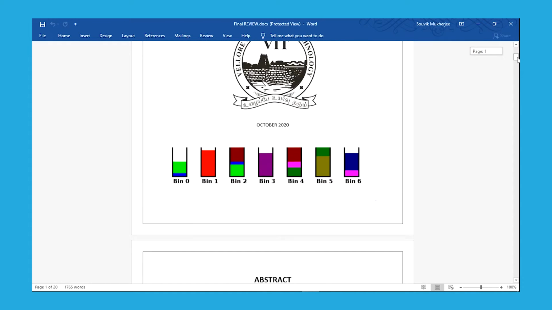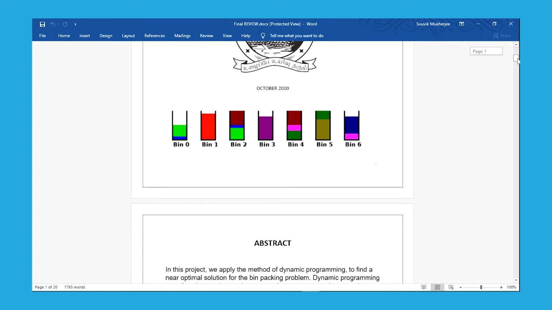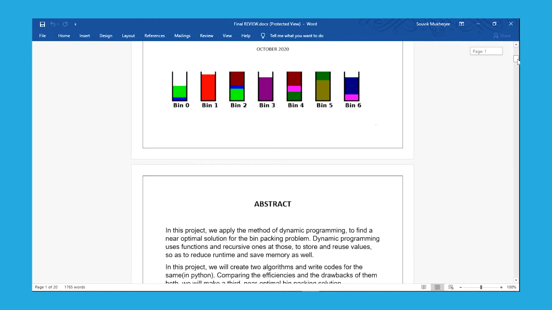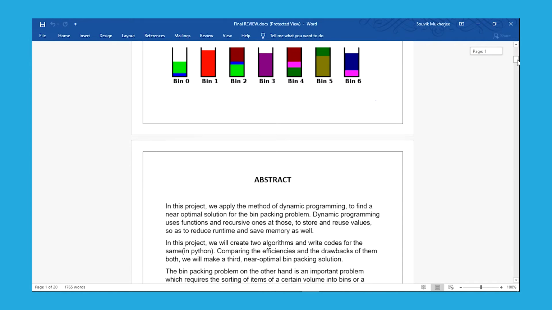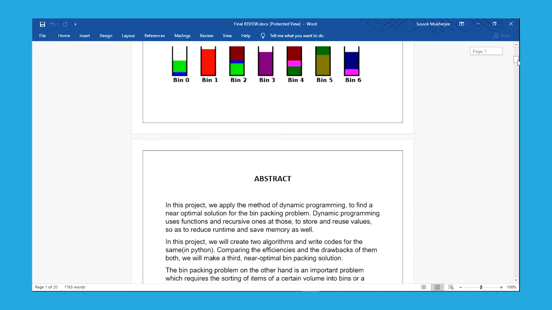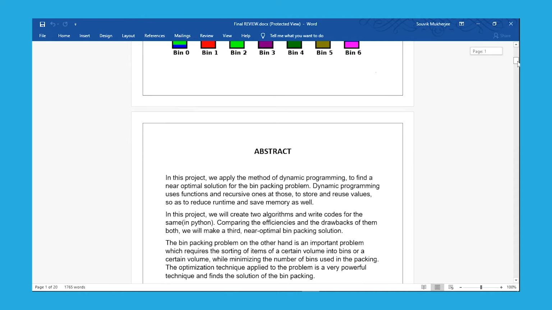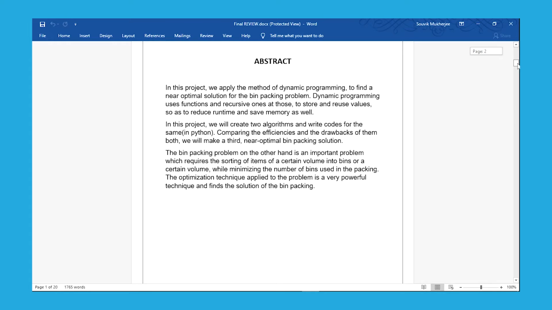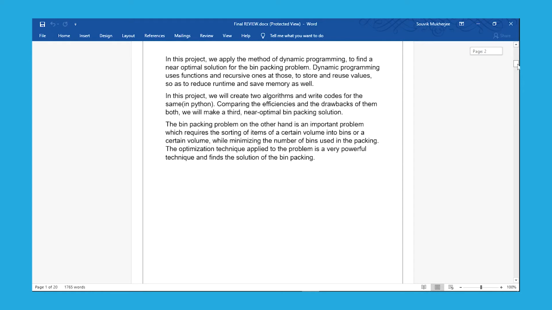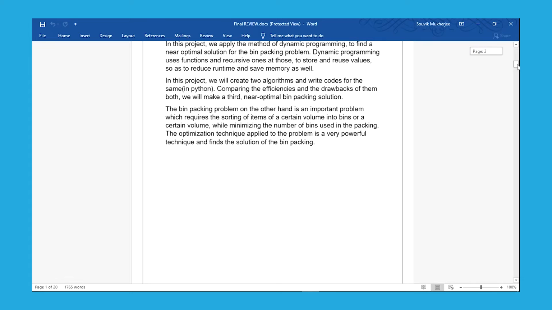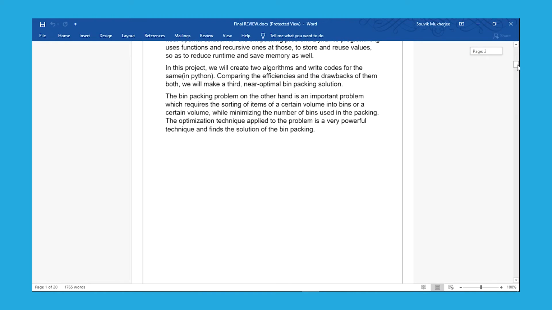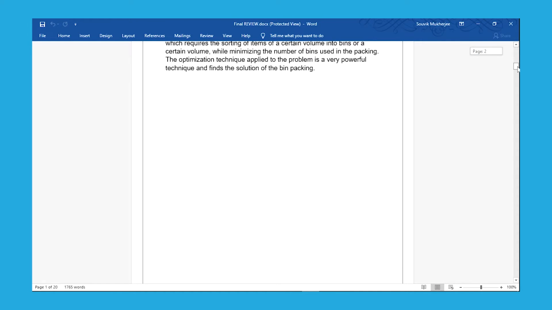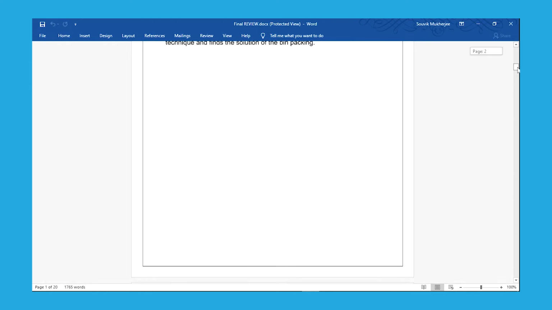So the next question will be, what is the bin packing problem? The bin packing problem is an important problem which requires sorting items of a certain volume into bins of a certain volume while minimizing the number of bins used in the packing. The optimization technique applied to the problem is a very powerful technique. Objects of different volumes must be packed into a finite number of bins or containers, each of volume V, in a way that minimizes the number of bins used.